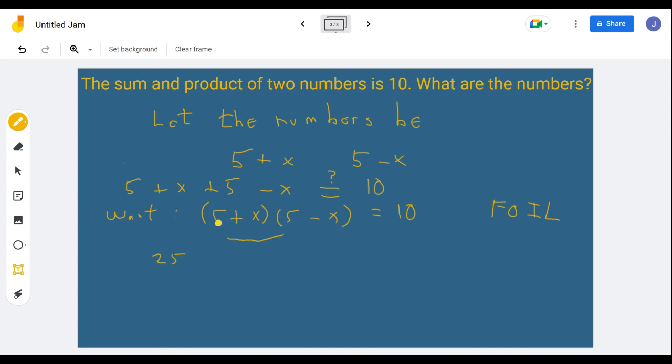The outside is 5 times minus x. A positive times a negative, the answer is a negative. Inside is 5 times x. And the last is x times x, but it's a negative x squared. X times x is x squared, and when the signs are different, the answer is negative. And we just copy over the 10.